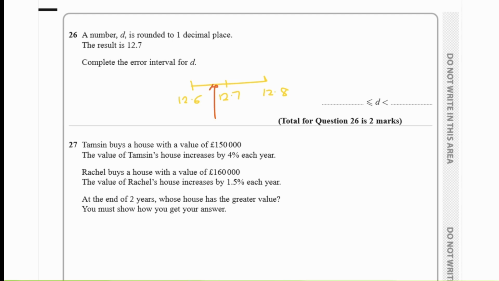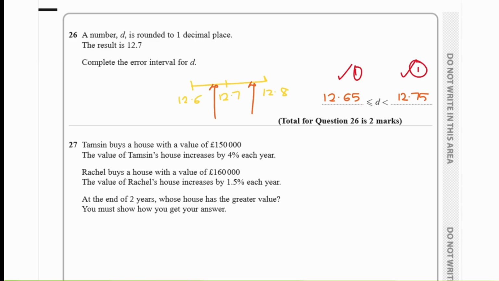So if we're looking for the error interval, we have to look at the two numbers in between 12.6 and 12.7, and 12.7 and 12.8, and that means the lower bound for this would be 12.65, and the upper bound would be 12.75. And here, 1 mark would be awarded for getting a correct upper bound and a correct lower bound each.